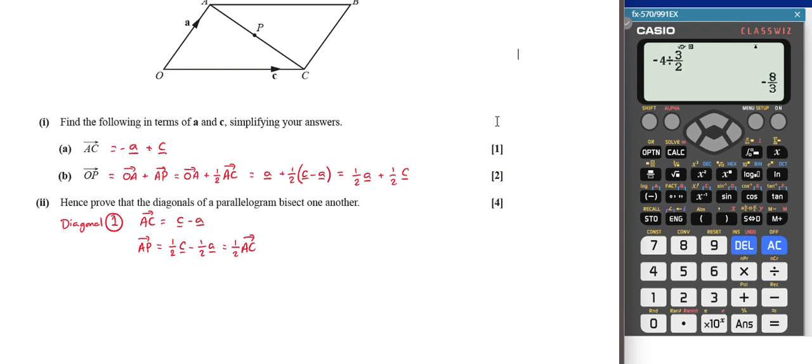What we want to do now is show that P is in the middle of OB, because that's the other diagonal. And if it is in the middle, then this will bisect each other because it's in the middle of OB. We know P is in the middle of AC. So if it's in the middle of both, it's on both lines. So that will prove that it bisects. Bisect meaning cut exactly in half.